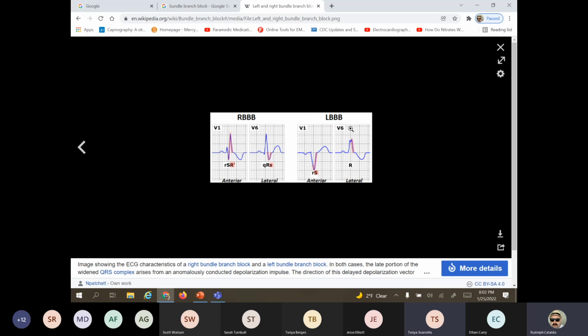Bundle branch blocks are really common to see in EMS. And again, your patients can present with a new onset of syncope, dizziness. Maybe they feel like they're going to pass out. That could be due to a new bundle branch block. Just delayed conduction. So the beat just takes a little bit longer to get through their heart.